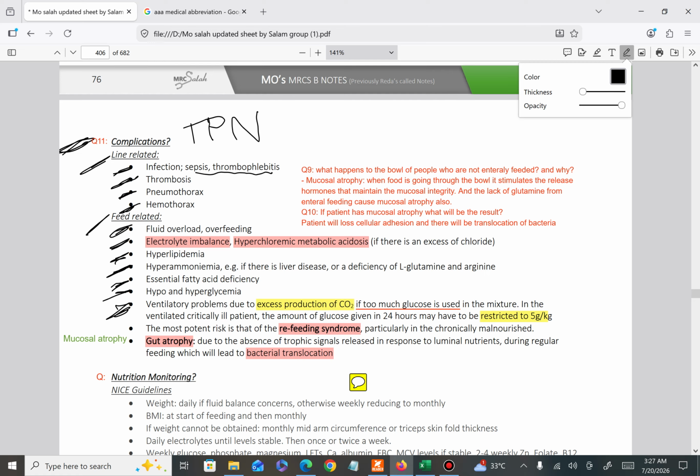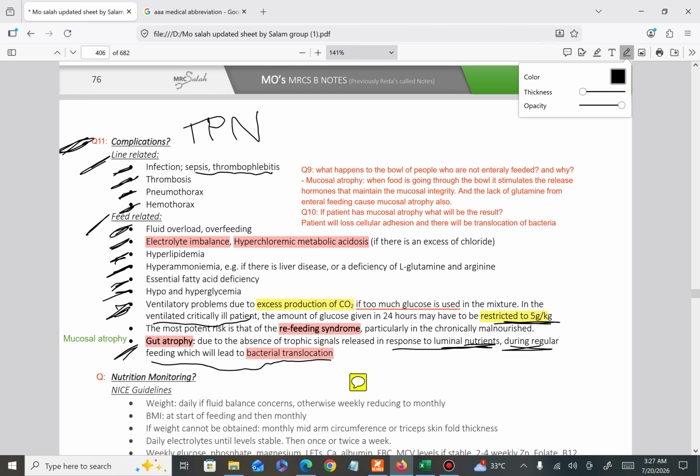In the ventilated critically ill patient, the amount of glucose given in 24 hours may have to be restricted to 5 gram per kg. The most potent risk is that of a refeeding syndrome, particularly in the chronically malnourished patient. Then the last one is gut atrophy due to the absence of trophic signals released in response to luminal nutrients during regular feeding, which will lead to bacterial translocation. So gut atrophy is also one of the complications of TPN.